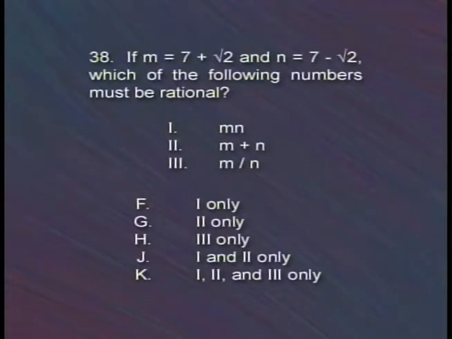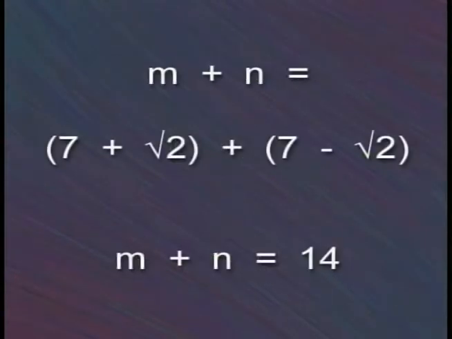Let's do each of the operations suggested in Roman numerals 1, 2, and 3. Let's start with Roman numeral 2, since this addition is easy to calculate. The sum of m plus n gives us 14. The positive and negative square roots of 2 cancel each other out. Now, this sum is definitely rational. We know that Roman numeral 2 works. This knowledge eliminates answer options F and H.